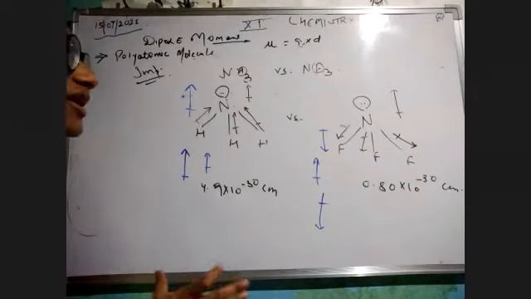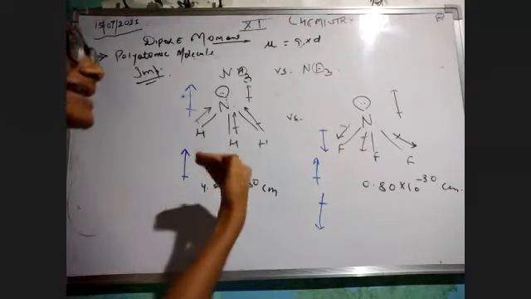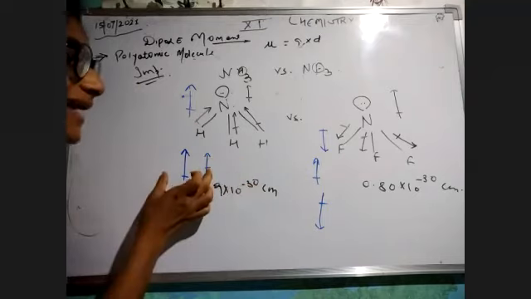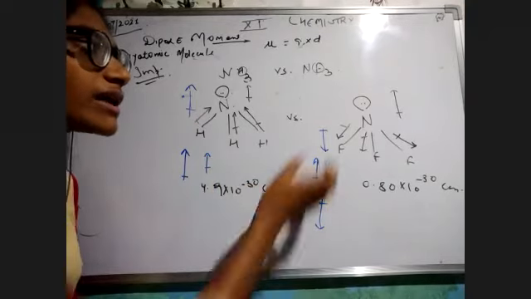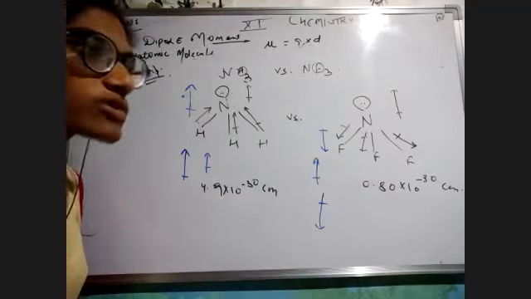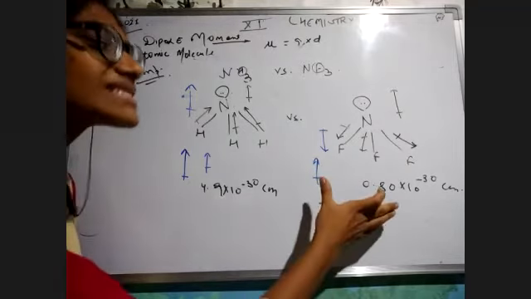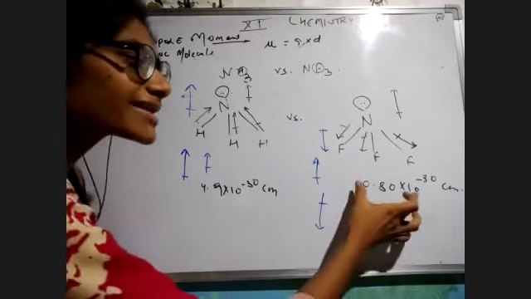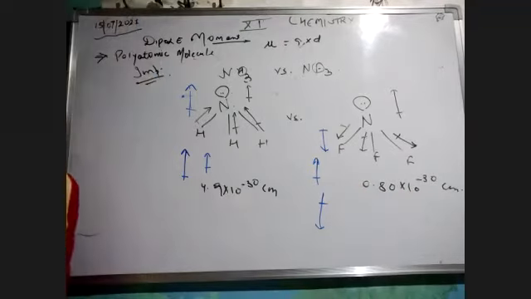So in NH3, all the dipole moments are aligning in the same direction, so they are adding up. Whereas in NF3, the resultant dipole moments are opposite in direction, so they would cancel out, they would subtract from each other, and the resultant dipole moment would be less. Okay? So this was all about this particular topic.